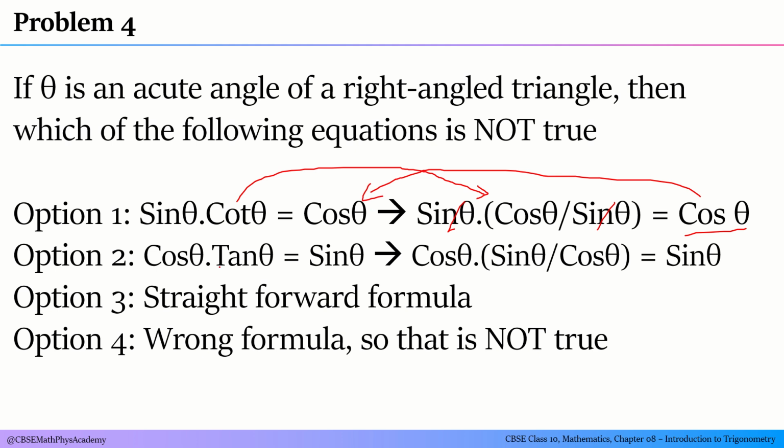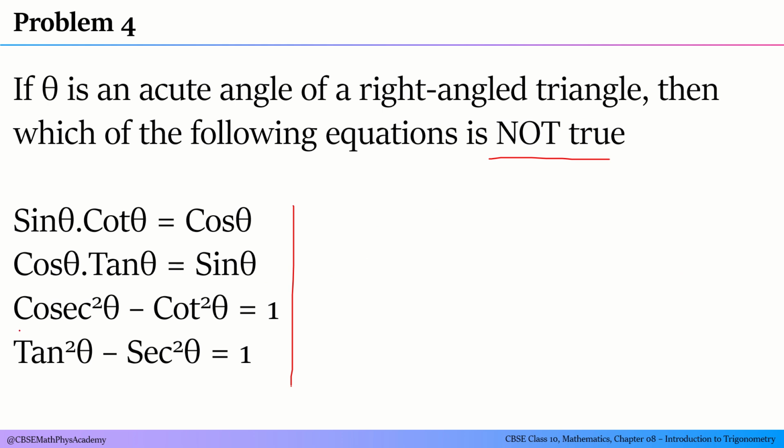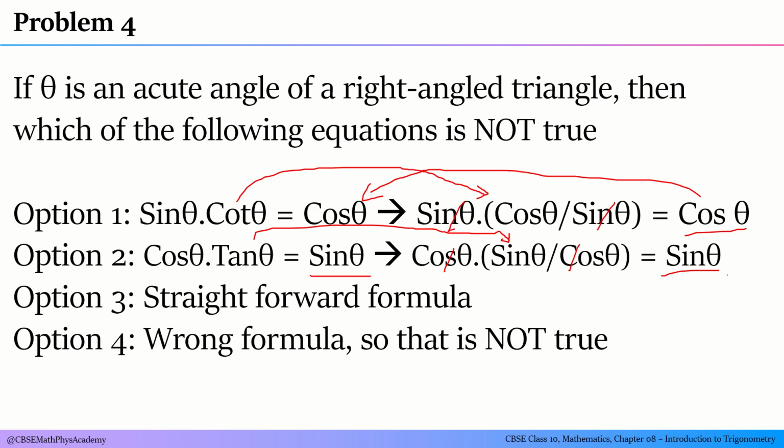Now I do the same with option 2. Cos theta into tan theta is equal to sine theta. So for tan theta, I am going to bring down the value as sine theta by cos theta. And I cancel both cos and the value is sine theta, which is same as whatever is given in the problem. And option 3, that is exactly your trigonometric identity: cosec square minus cot square theta, that is the third trigonometric identity, which is correct.